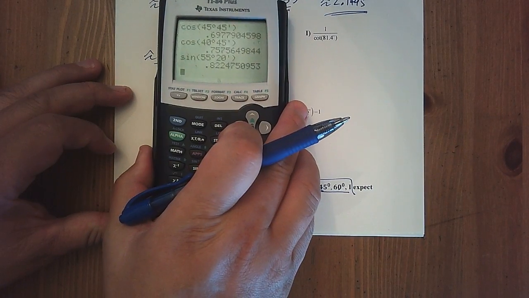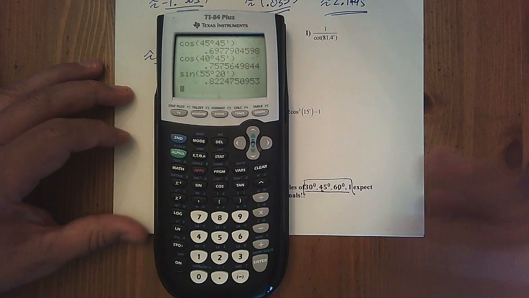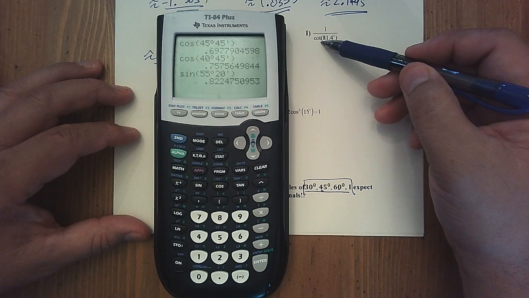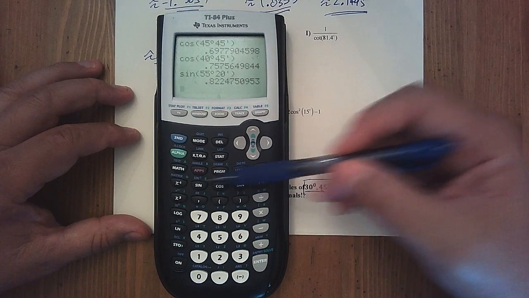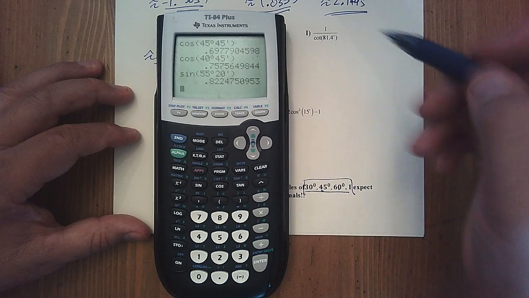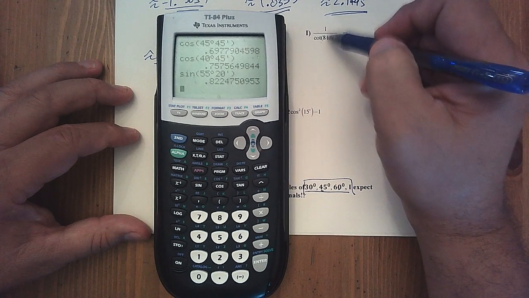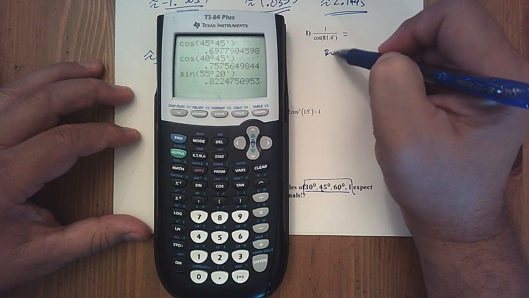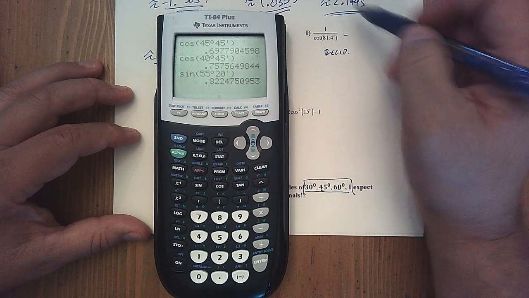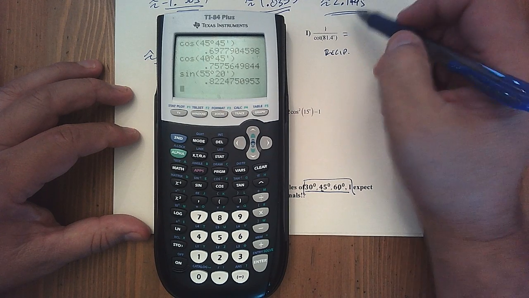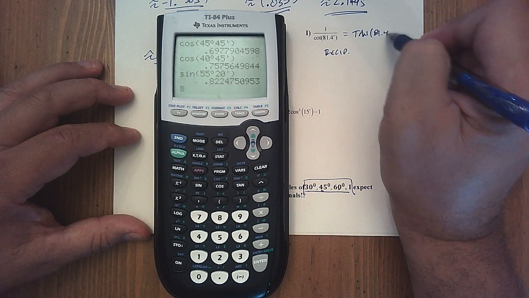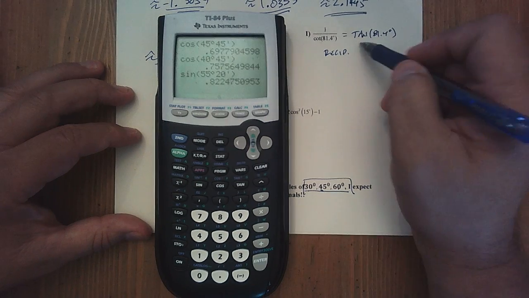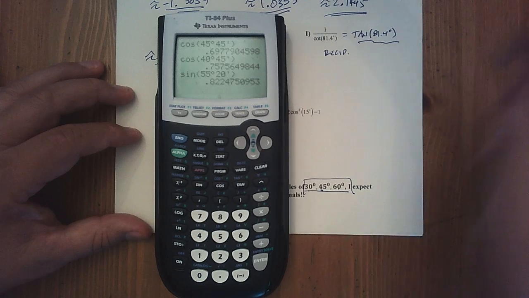The next one presents us a little bit of a challenge, all right, because for starters, it's written in cotangent, and it's in a weird position, and we don't have any cotangent features on our calculator. However, what we do know is this is basically our reciprocal, right? So this is the reciprocal identity. 1 over the cotangent 81.4 degrees is the same thing as the tangent of 81.4 degrees. So that is what I'll enter on my calculator.